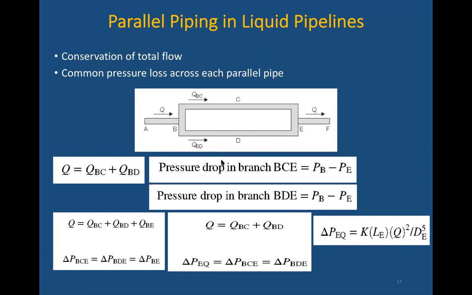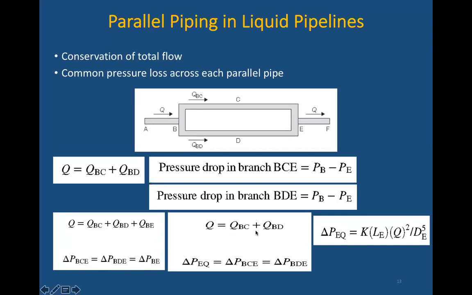And the pressure drop in the branch BCE is PB minus PE. If PB is the pressure here and PE is the pressure here, then we get the pressure drop in branch BD also PB minus PE, because they start from the same place and end at the same place. Now Q equals QBC plus QBD plus QB, because here we are taking another parallel line. It's not shown here, but if we connect another line B to E, then QBC, QBD, QB. So delta PBC equals delta PBD. This is the common pressure loss across the pipelines.